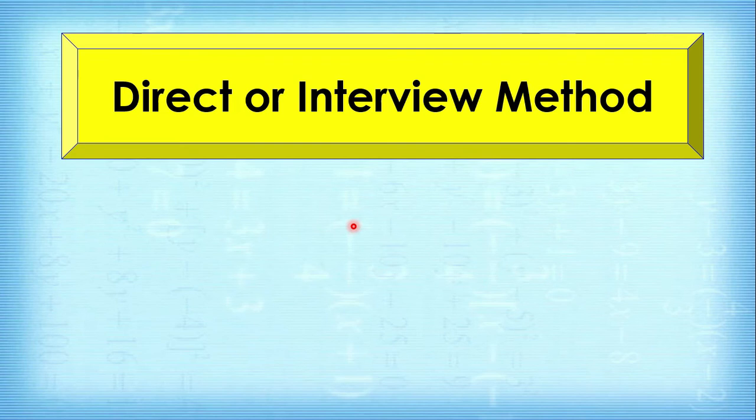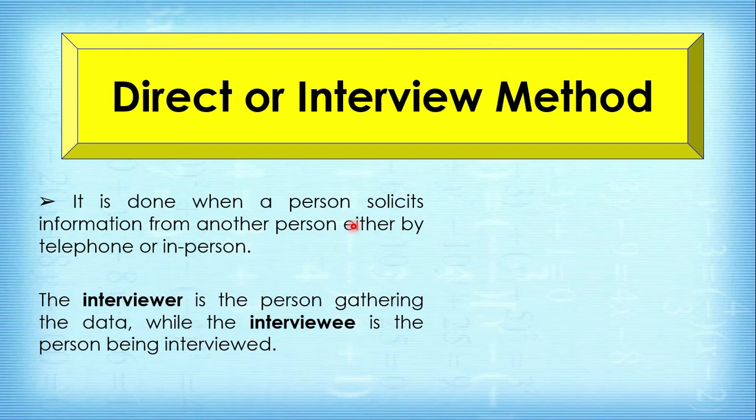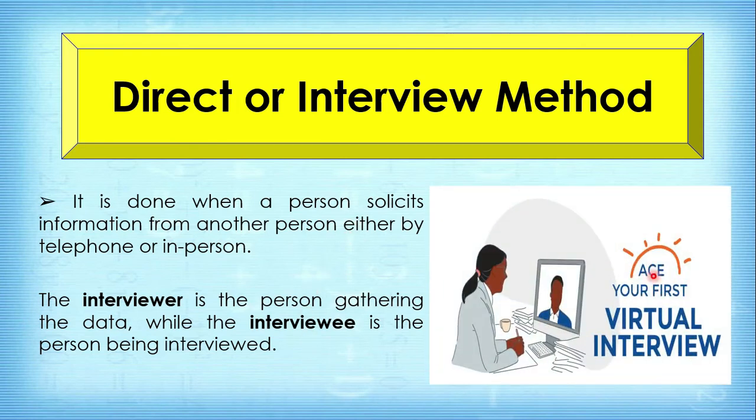What are the different methods of collecting data? First, direct or interview method. It is done when a person solicits information from another person, either by telephone or in person. The interviewer is the person gathering the data, while the interviewee is the person being interviewed. In this picture, since we have a pandemic, which is COVID, we have conducted a virtual interview.